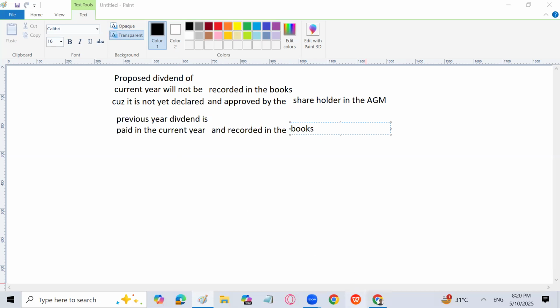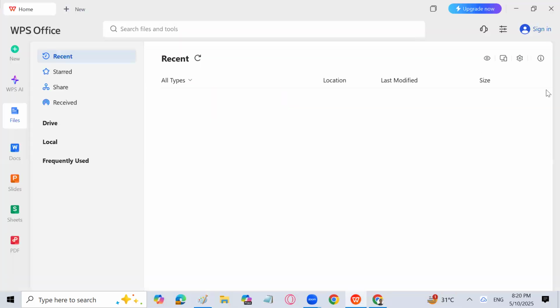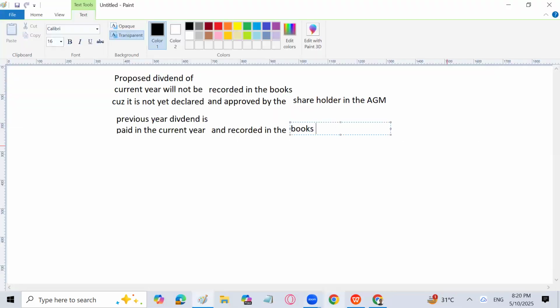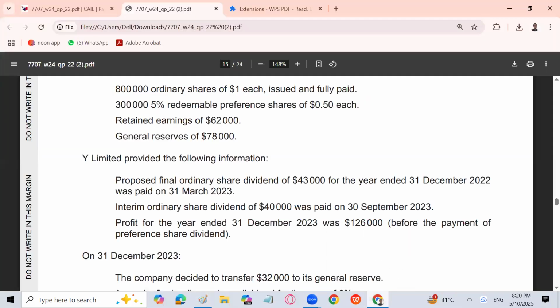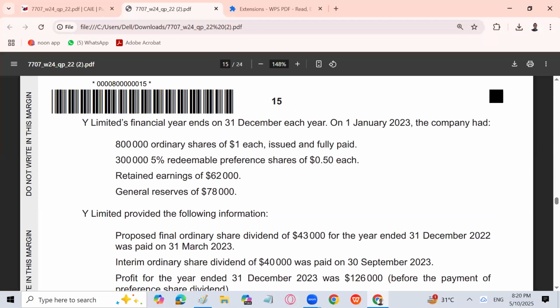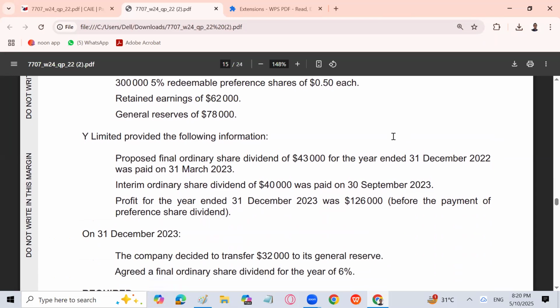I have told you this. So here there is a new point, and the new point basically tells you that proposed final share dividend 43,000 for the year ended 31st December 2022 was paid on 31st March 2023. Our financial year is 2023. So this will be recorded as paid dividend. Interim ordinary share dividend of 40,000 was paid on 30th September. This will also come. Interim means that it is paid for some part of the year, 2 months, 3 months, because we have generated more profit in these months.